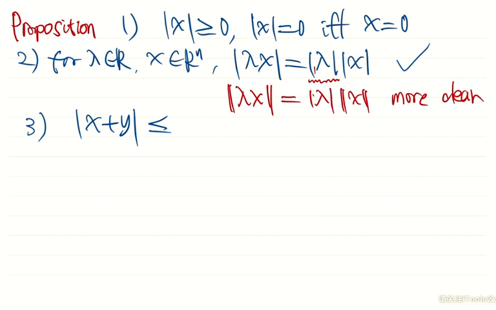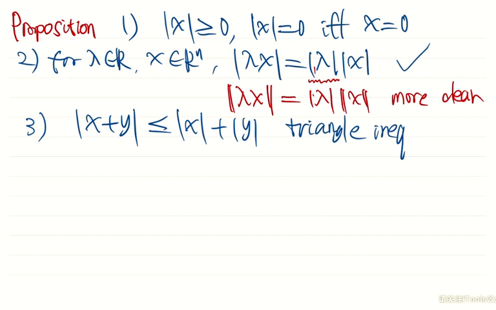is the second property of the norm. The third one is called the triangle inequality, which says that the norm of x plus y is less than or equal to the norm of x plus the norm of y. This is called the triangle inequality. Okay, so these three statements are the basic properties of the norm.